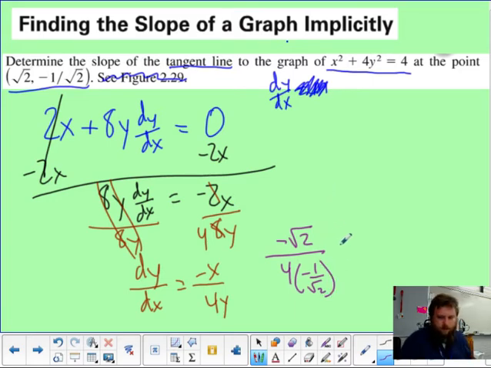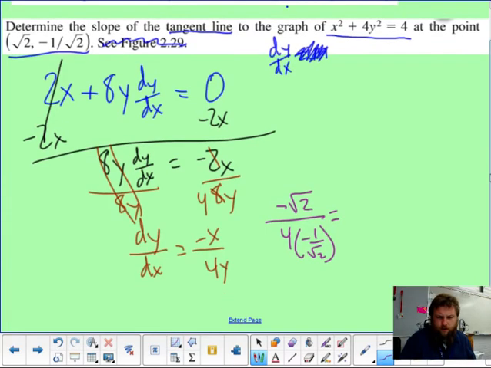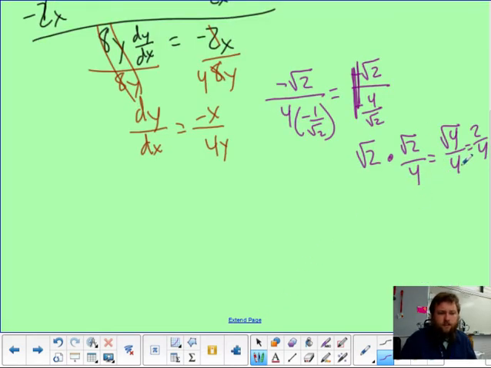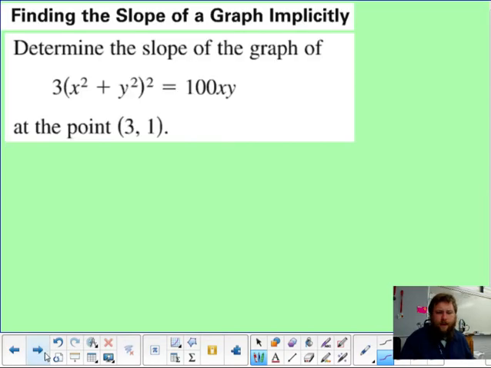Okay, now let's clean this up a little bit. There's a bunch of different ways you could do this. But I know I'm going to have negative square root of 2 over negative 4 square root of 2. Another way to say this, I know the negatives are going to cancel out, is square root of 2 times the reciprocal, square root of 2 over 4. And that becomes square root of 4 over 4, which is 2 over 4, which is going to end up being 1/2. So again, when you're dividing by fractions, I like multiplying by the reciprocal. There's a lot of different ways you could have done that. Your choice. 1/2.